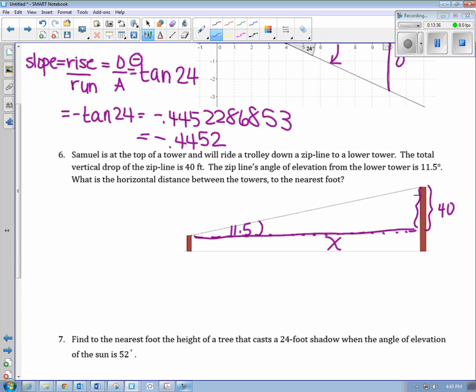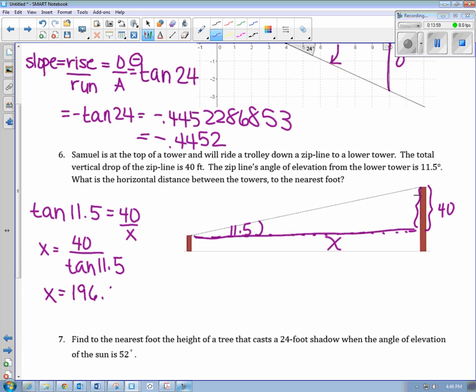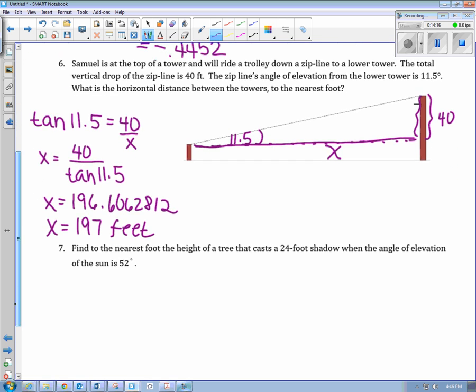So in this particular case, when I go through and solve, again, I'm using tangent because it's opposite over adjacent. I'm going to cross multiply and solve, so I end up with 40 divided by the tangent of 11.5, which gives me, for an answer, 196.6062812, and rounded 197 feet. Rounded to the nearest foot. So again, we're just going through and applying the tangent. They're just giving us more word problems to go through and practice with.